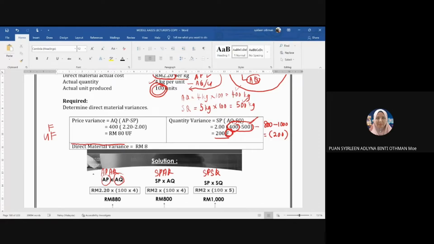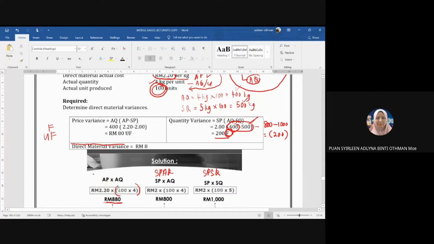So APAQ is actual price, RM2.20 multiply by AQ. AQ is actual quantity. So actual quantity you ialah 100 darab 4. Okay, 100 unit darab 4 kg. So kita dapat 880. Okay, this is APAQ. Alright. Okay, lepas tu kita nak kira SPAQ pula.